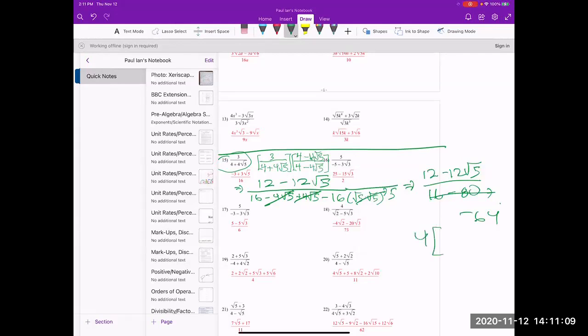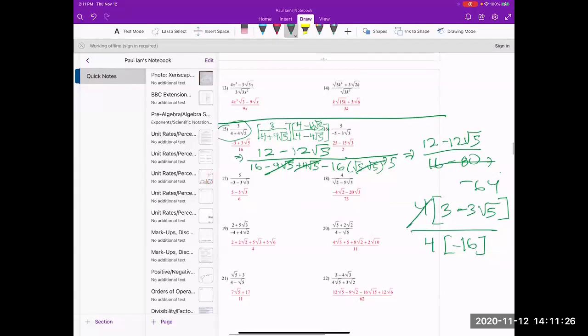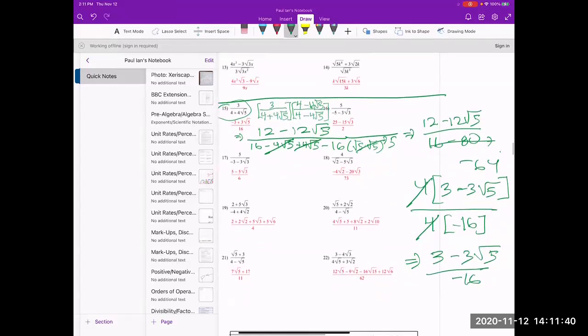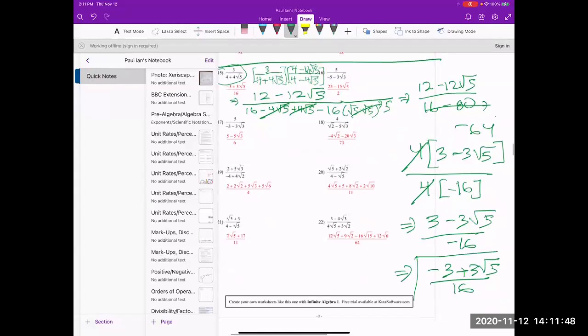So it would be 4, and then 3 minus 3 root 5. And then negative 64. How many 4s go into that? That'll be 16. So 4 minus 16. This cancels, right? Yeah. And this is pretty much the same thing. So you do 3 minus 3 root 5 over minus 16, which is the same as minus 3 plus 3 root 5 over 16, which is the answer, right?